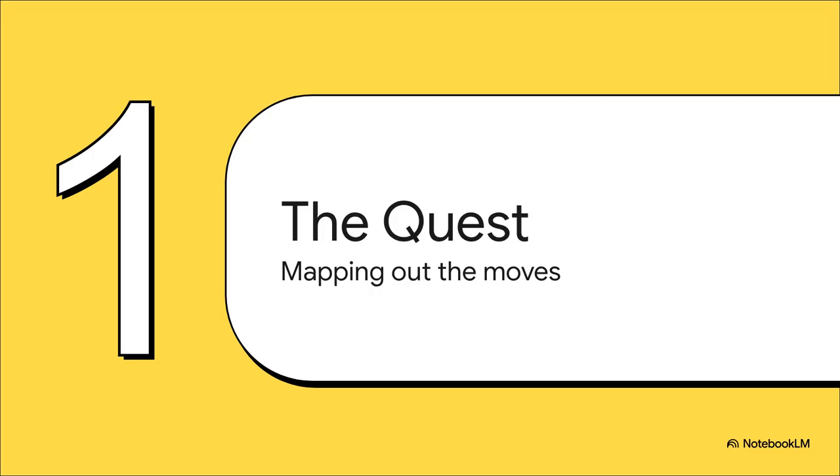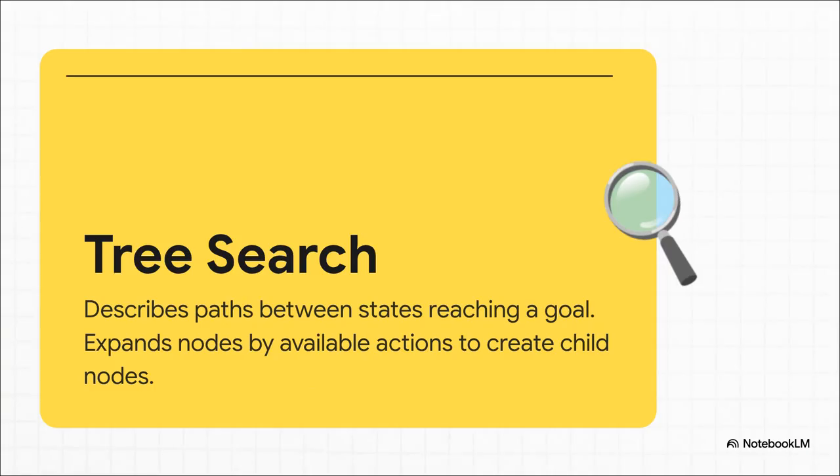So, how does a program, say one trying to get you from Arad to Bucharest in Romania, even start to think about finding the best route? Well, it definitely doesn't just guess. What it does is it starts building a map of every single possibility. It's a structure that lets it actually reason about all the different paths it could take. So this map, we call it a search tree, and it's a really good name for it.